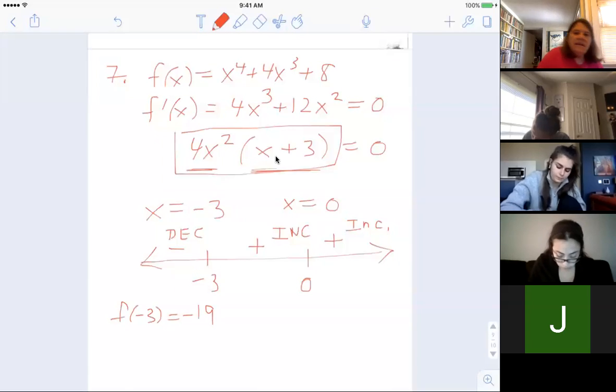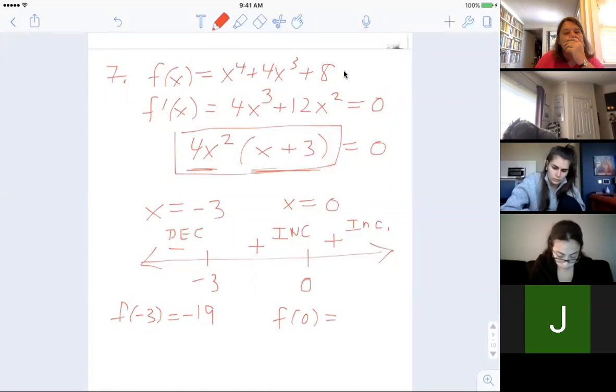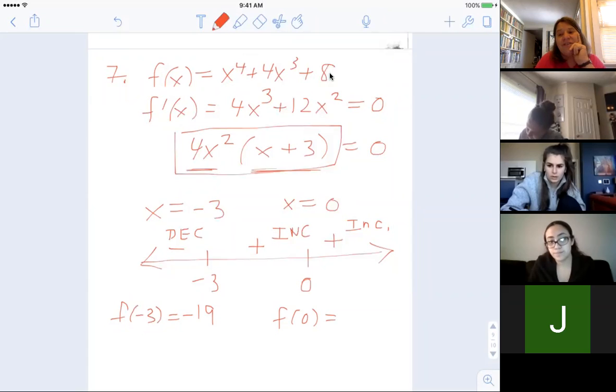Okay, it's easy. What do I get if I plug in 0, guys? What's f of 0? Now, remember, I'm plugging it into the original. Anybody? Plug in 0 here, you get 0. Plug in 0 there, you get 0. And then you do what? Add 8, and you should get just 8.